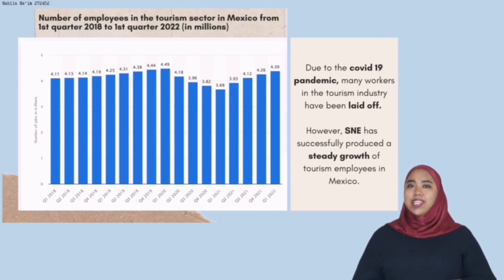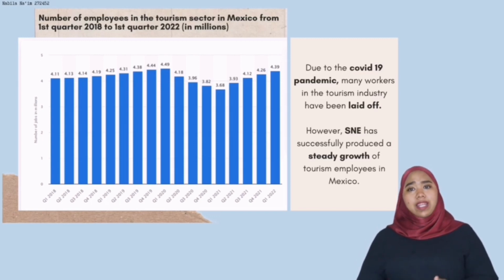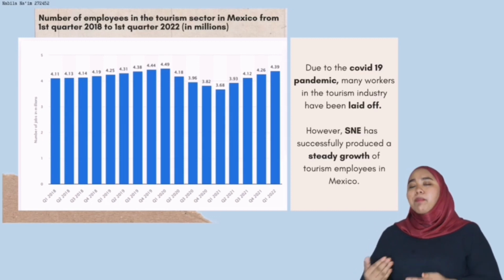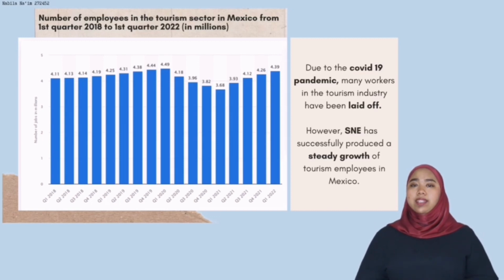first quarter of 2022. Due to the COVID-19 pandemic, many workers in the tourism industry have been laid off, but we can see the number of employees in the tourism sector has slowly increased from the first quarter of 2021 until the first quarter of 2022. Using SNE has produced a steady growth of tourism employees in Mexico.